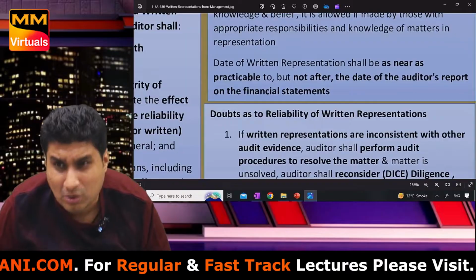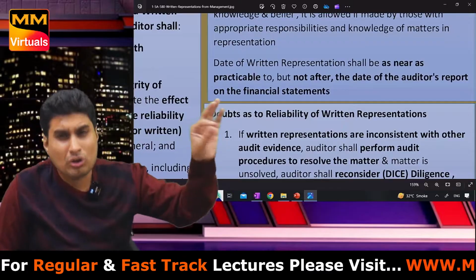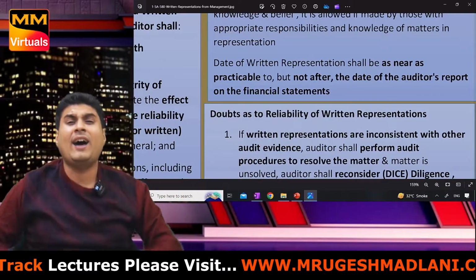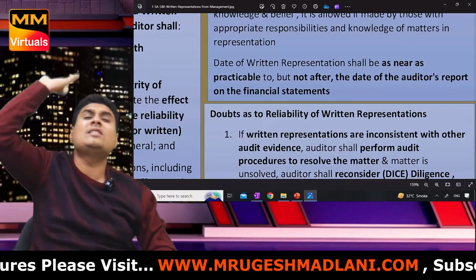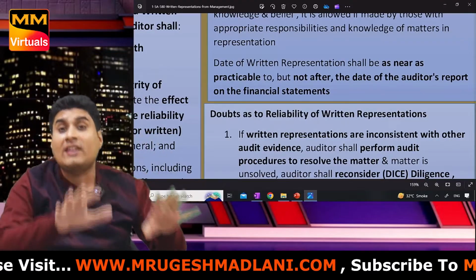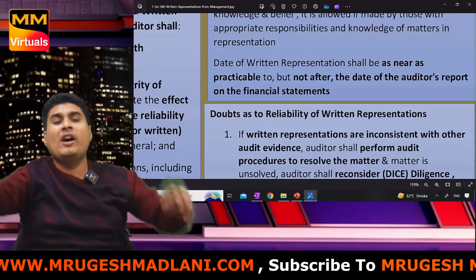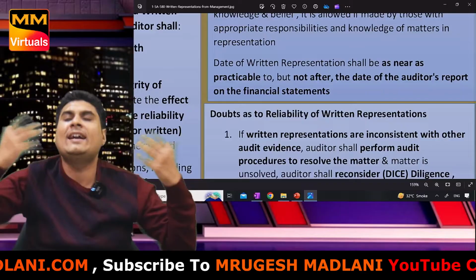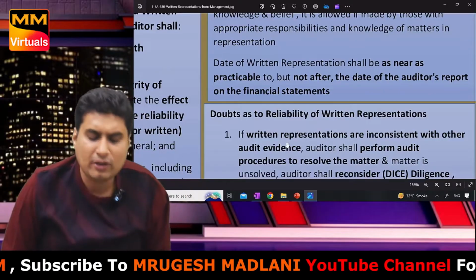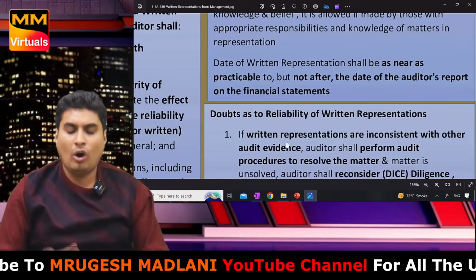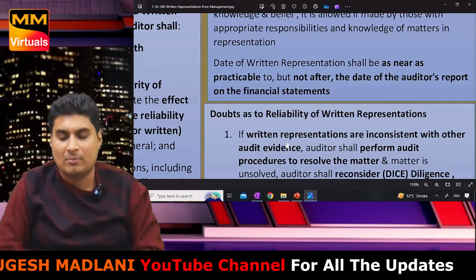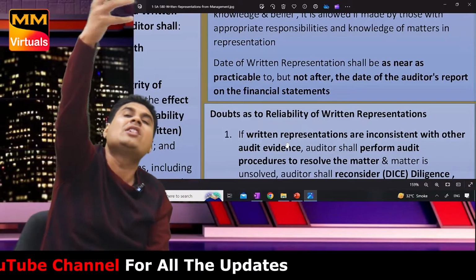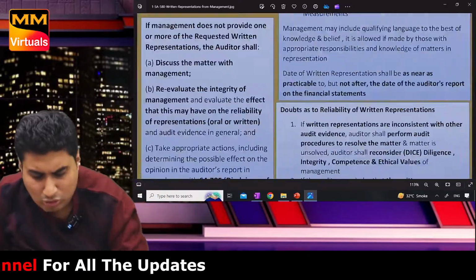Most important MCQ. Date of written representation should be as near to the date of financial statements as possible. Okay, don't keep it very far. Written representation can never come after the auditor's report. You have made your report based on written representation, so it should be before the date of the auditor's report. The date of written representation should be as near as practicable to the date of the auditor's report, but not after. Why? Because your report is based on written representation. Okay, simple.